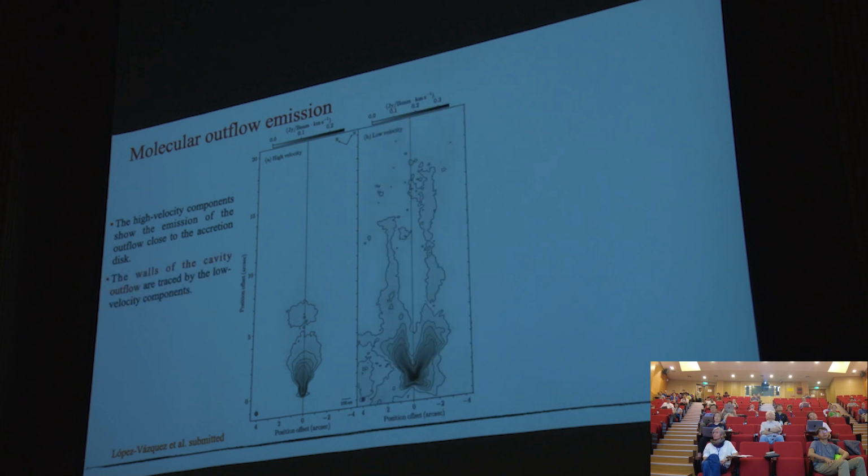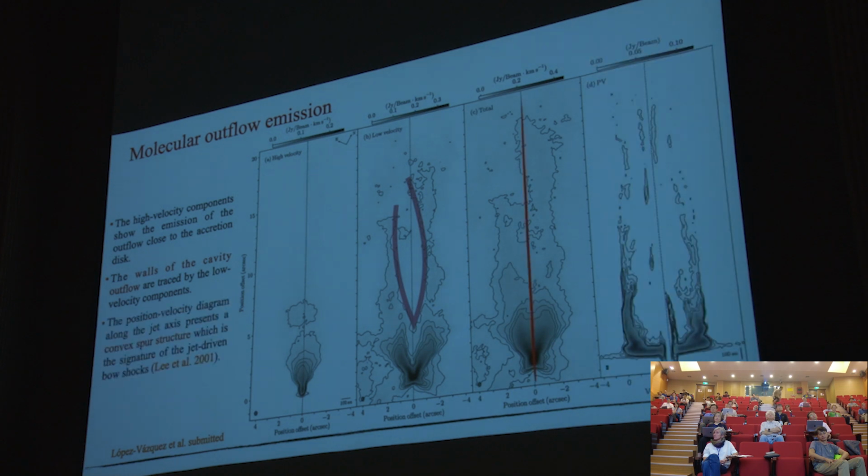While the low velocity map presents a cavity, this cavity is a signature, an evidence that the molecular outflow is hollow. And if we do the position velocity diagram along the jet axis, you can observe that the position velocity diagram presents a convex spur structure. This structure is associated with the molecular outflow driven by jets.